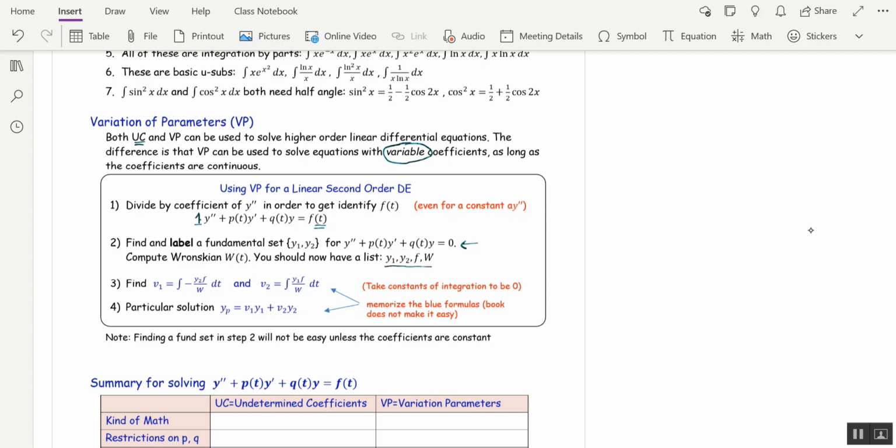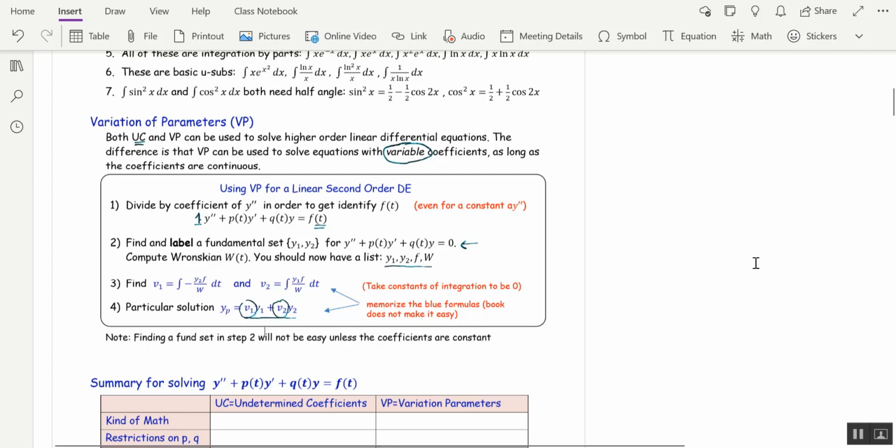Step 3 is to use those 4 functions to find 2 more functions, v1 and v2. Now the formulas that I've given you here don't really appear in your book. Your book doesn't make it so easy to find those functions, and so here they are for your easy reference. And then step 4 finally is to put the v1 and v2 together to form a particular solution by using this formula here. Now this is where variation of parameters gets its name. The v1 and the v2 are functions of t. They're not constant functions. And I've got a justification of this formula on the last page.